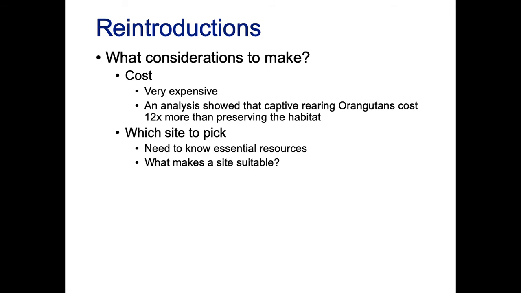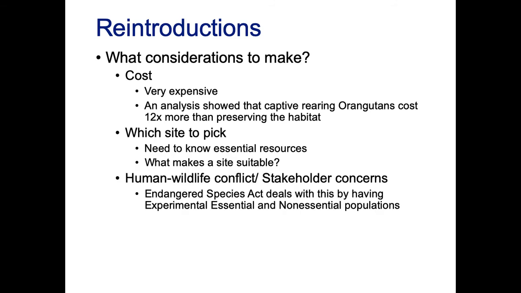We need to know what resources the species need, what makes a site suitable, what are the differences between places that the species does live and the places the species doesn't live that are nearby. We need to figure out what those differences are to pick the best site, because we want it to have the highest probability of success because it's so expensive.